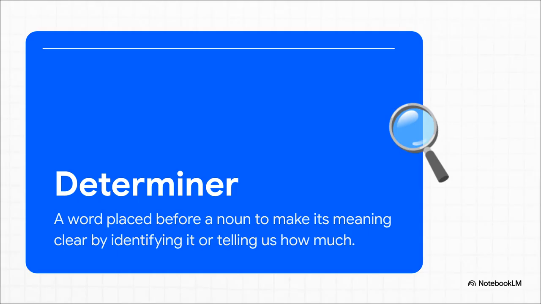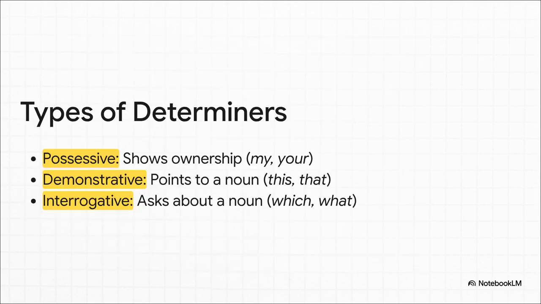So what's their job? Well, a determiner always comes right before a noun, and its whole purpose is to make things clear. It tells you which one or how many of something we're talking about. It gets rid of the confusion. Now, there are a few different flavors of these. You've got your possessives, like my car or your idea. They show who owns something. Then you have demonstratives, like this chair or those keys. They point to specific things. And of course, interrogatives, like which road or whose jacket. These are the ones we use to ask questions.